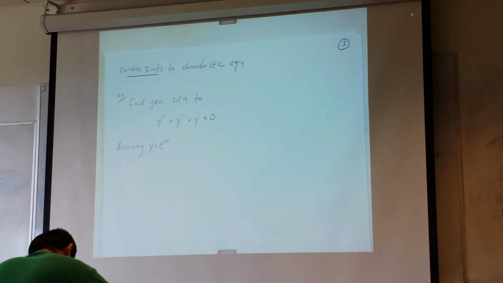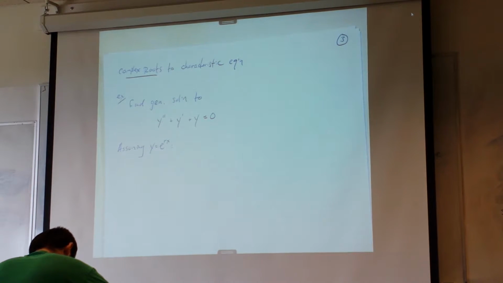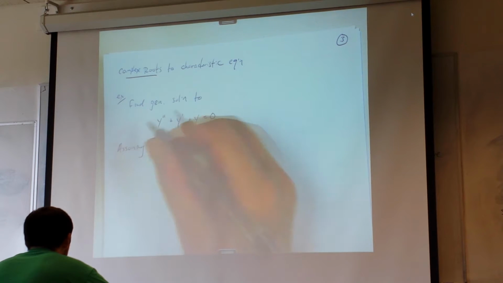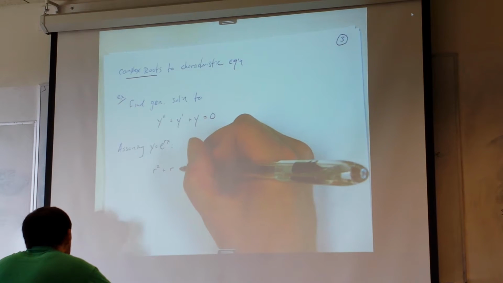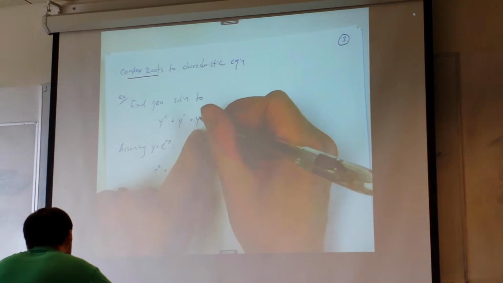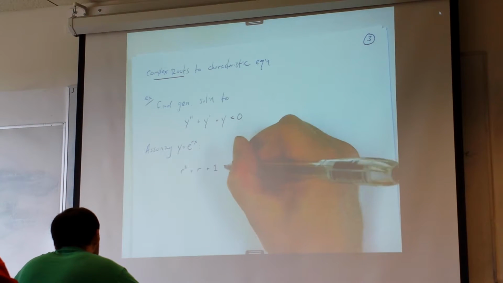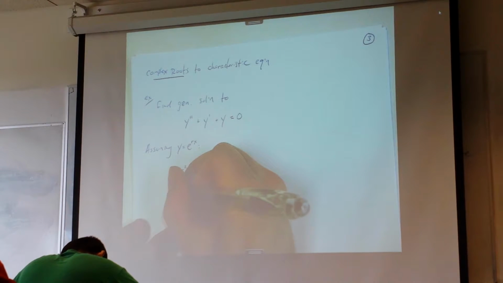Making the assumption that the solution is in the form e to the rx, what would we get for the characteristic equation? Factoring out the e to the rx, I'd have r squared plus r plus 1 equals 0. And that doesn't factor, but we've got the mighty quadratic formula.